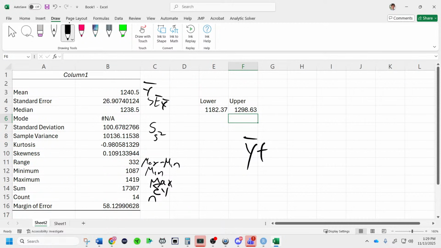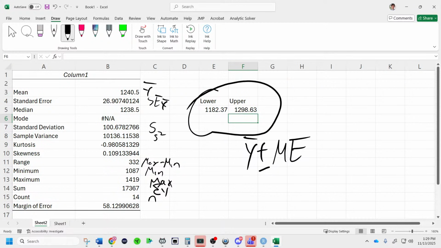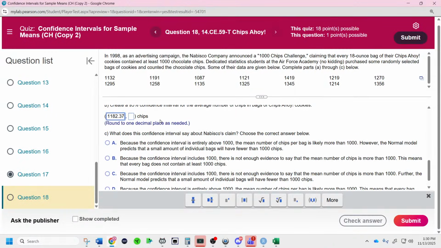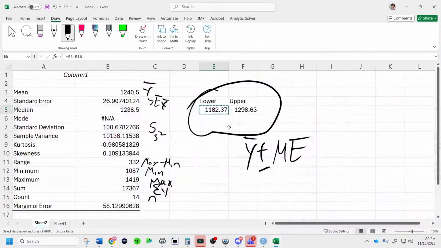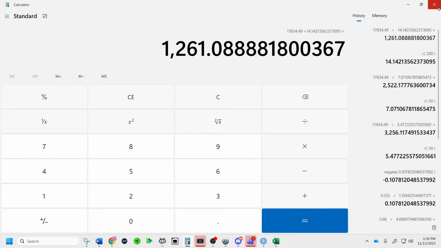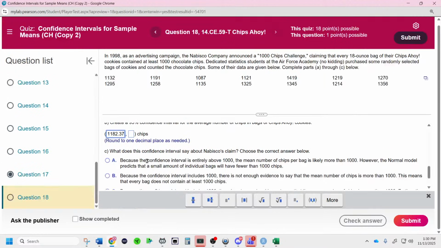And y bar plus or minus the margin of error gives you the lower and the upper. So that's where it is. And I wonder if I can just copy this. Let's try it. Yeah, look at that. It should work. I didn't know if that would work. And it did. I believe it did.